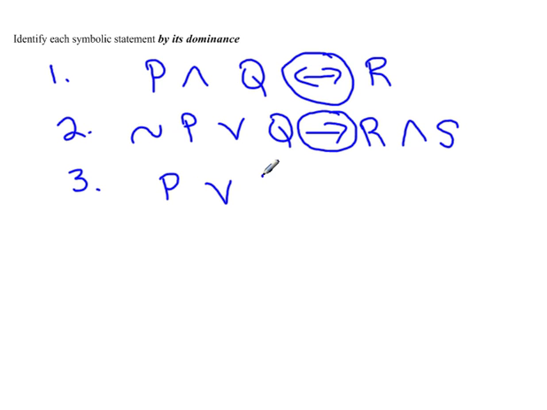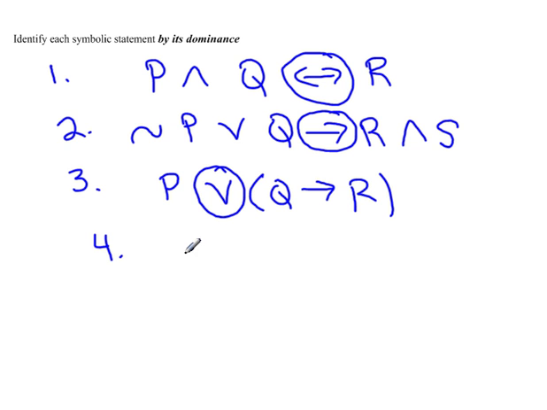Try this one. Okay, we have two operations. You have the disjunction and the conditional. Normally the conditional would be the most dominant, but because it is in parentheses, the disjunction on the outside of the parentheses becomes the most dominant. All right, one last one.